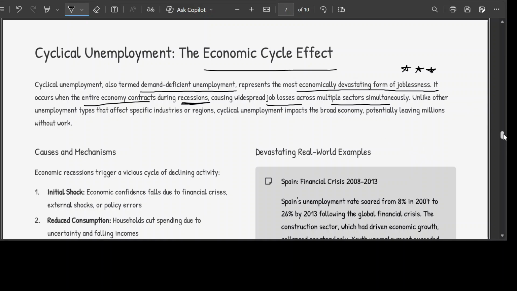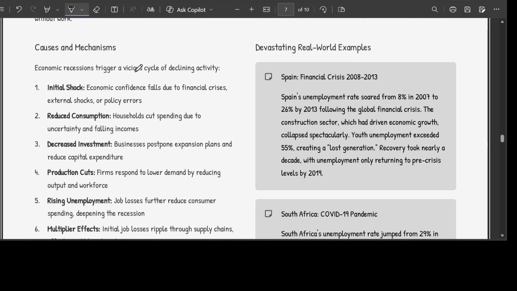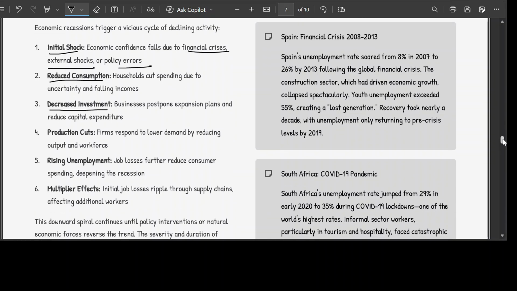There can be many causes responsible for it. Let's have a look. Initial shocks: economic confidence, because of financial crisis, external shocks, or policy errors, can reduce demand and consumption, which is ultimately one of the components of aggregate demand. Then decreased investment: businesses postpone their expansion plans and reduce capital expenditures. Production cuts: firms respond to lower demand by reducing output and the workforce. Rising unemployment and multiplier effects: initial job losses ripple through supply chains, affecting additional workers.